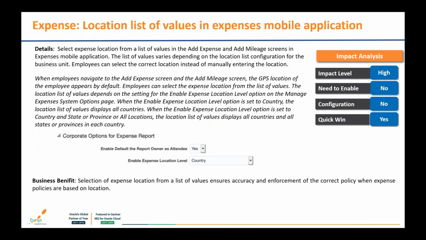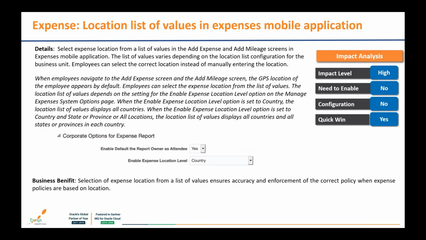In this particular release 21A, Oracle has introduced some features in the mobile application for the expenses module. This is one of the good features introduced by Oracle, which is kind of what was available earlier, but they have now improved how users can use the application. Whoever has used the application would know that currently, whenever the location field is available in the mobile application, it's just free text. So users can enter anything. It's not available as a list of values from the system.